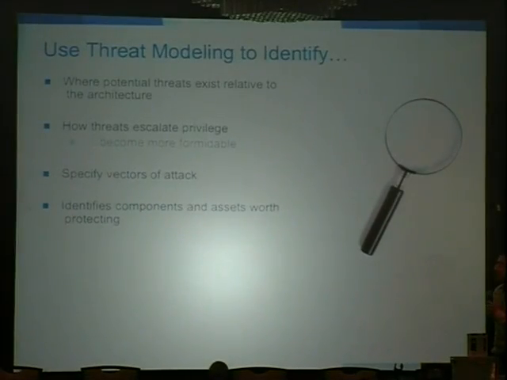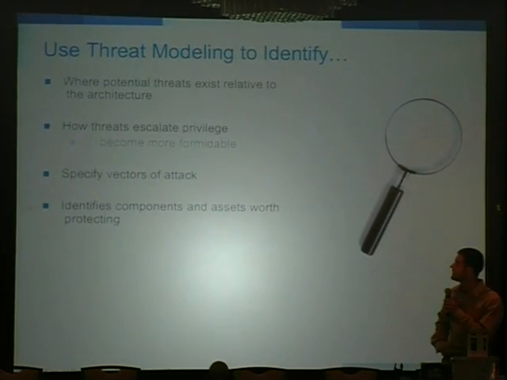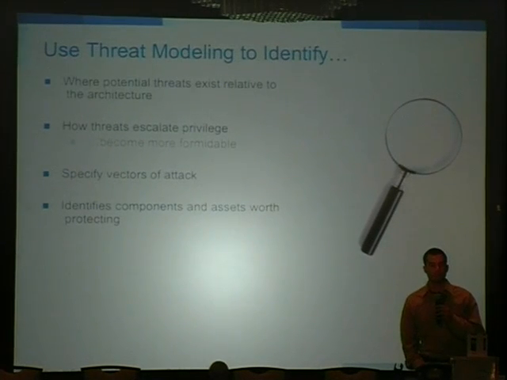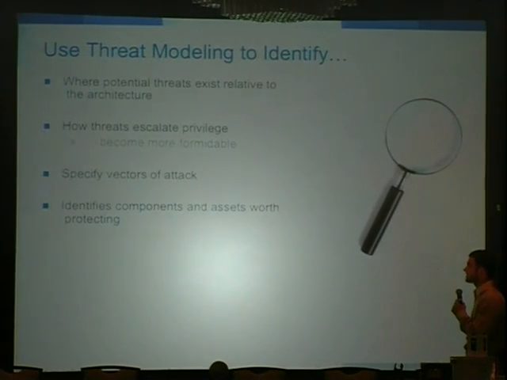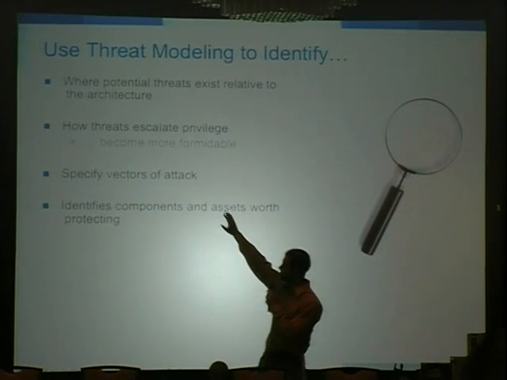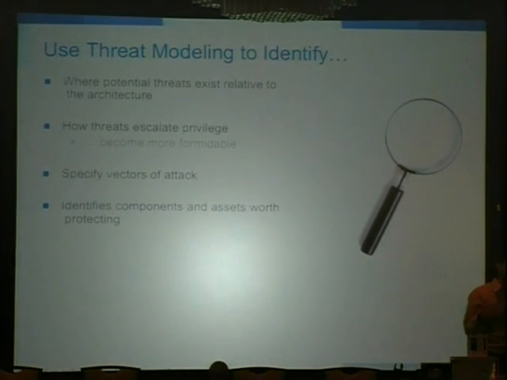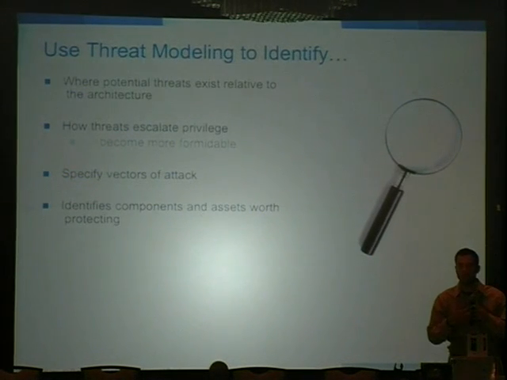In my mind, threat modeling is used to identify where the potential threats exist relative to the technical architecture, and to figure out how these threats can escalate their privilege and become more formidable than what everyone starts with access to your system, which is an unauthorized internet-based user. Right? Very little privilege, very little capability. It specifies what things you have to decide whether or not the application is vulnerable to, and it identifies components and assets worth protecting. And as we'll talk about moving forward, it's really the interface of the technical decisions you've made in order to engineer a solution and what vulnerabilities they bring with them as a result of all of the consequences and assumptions associated with them.